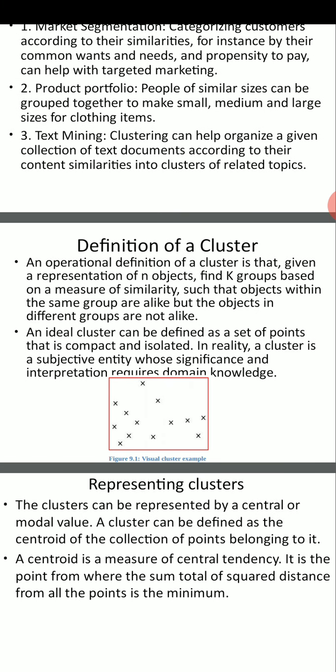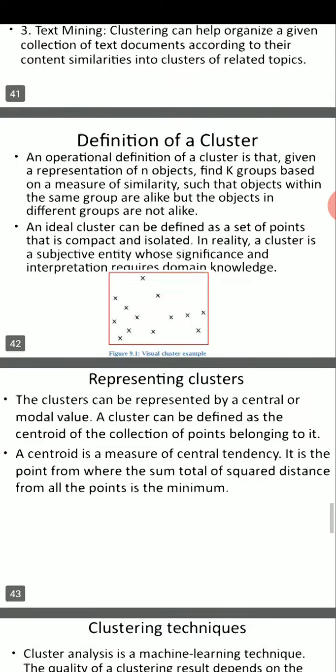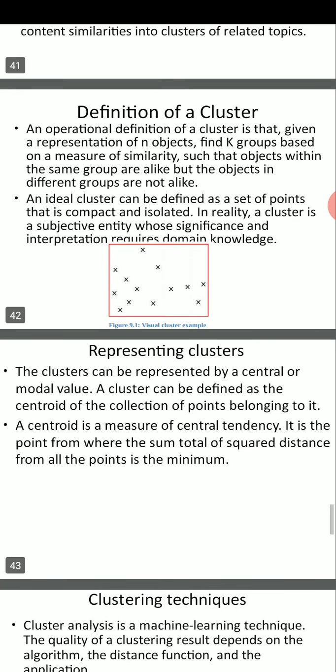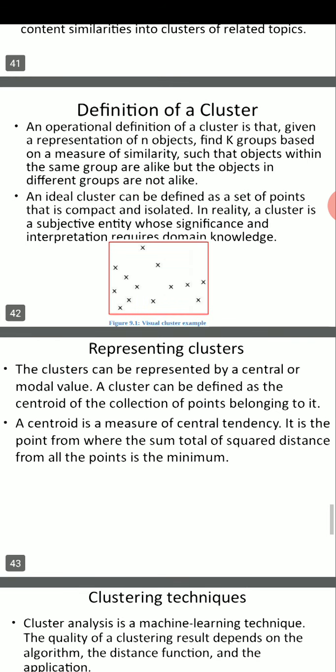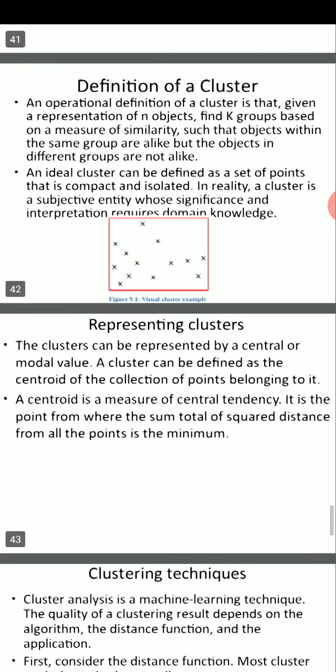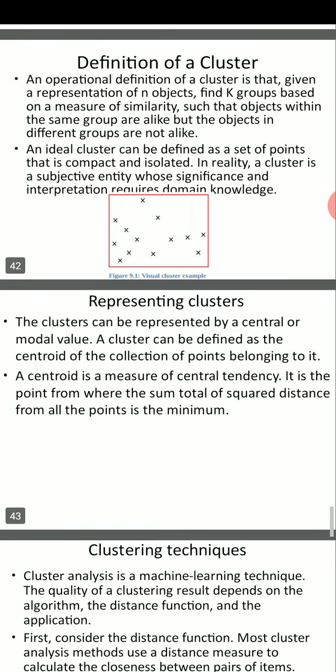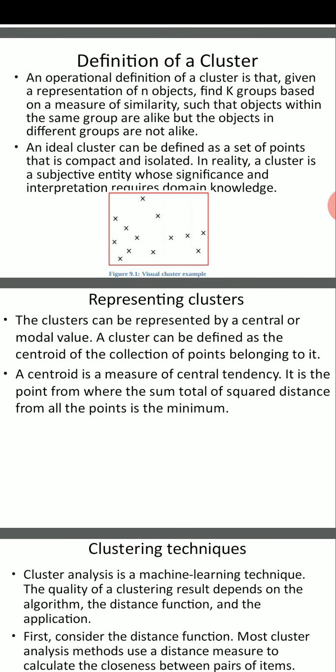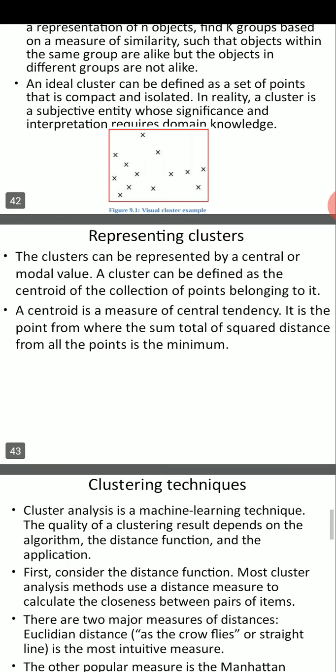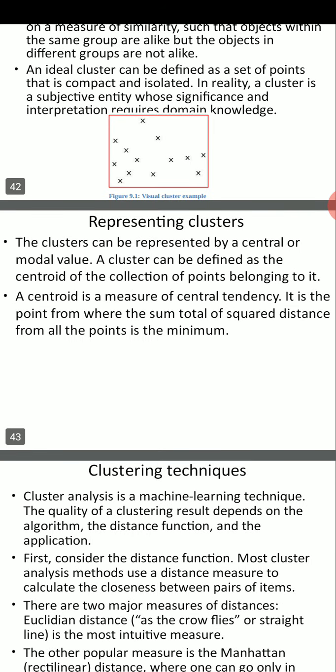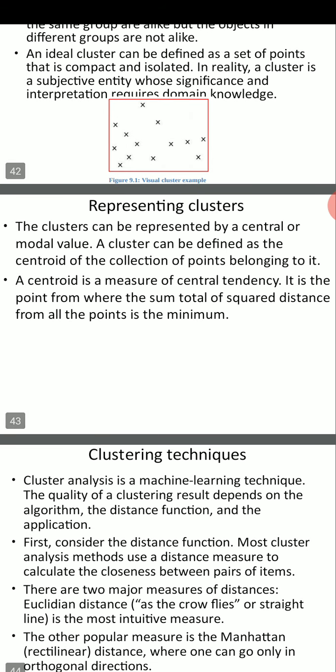Text mining. So the definition of a cluster: an operational definition of a cluster is that, given a representation of n objects, find k groups based on a measure of similarity such that objects within the same group are alike but objects in different groups are not alike. An ideal cluster can be defined as a set of points that is compact and isolated. In reality, a cluster is a subjective entity whose significance and interpretation require domain knowledge.